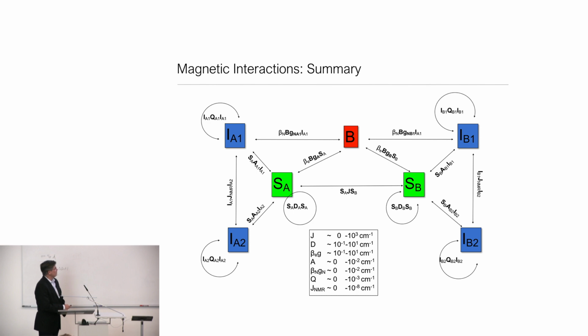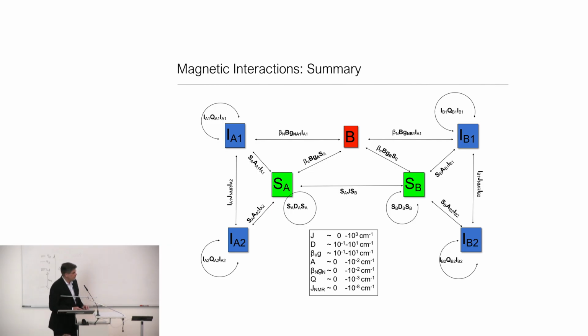Now if you look at typical ranges for these interactions, J can range anywhere from 0 to about 1,000 wave numbers or so. The zero field splitting from maybe a tenth of a wave number to 100 wave numbers or so. The Zeeman interaction from say 0.1 to 10 wave numbers. A hyperfine interaction about 0 to 10 to the minus 2. Et cetera. And finally you have the NMR, which is on the order of 10 to the minus 8 wave numbers. So these are like 11 orders of magnitude in interaction energy that these interactions span, and so that's a huge playing field also for theory to connect to.